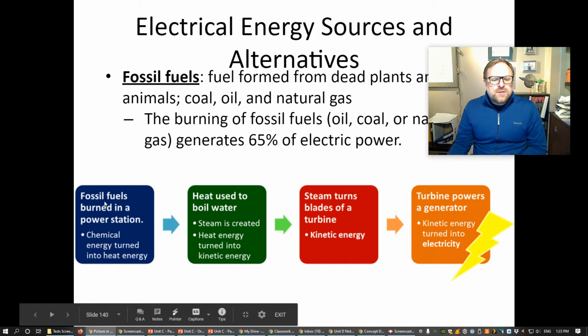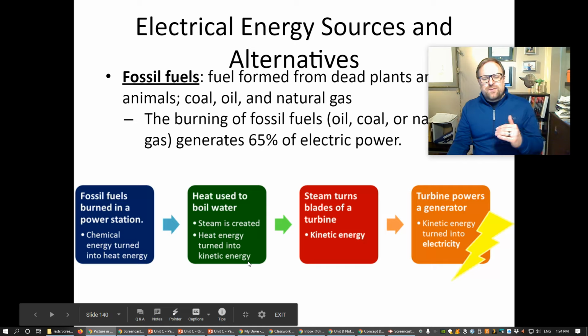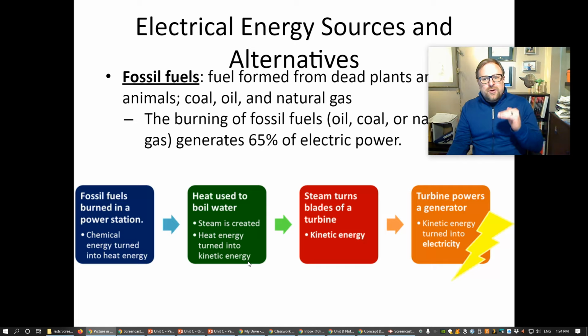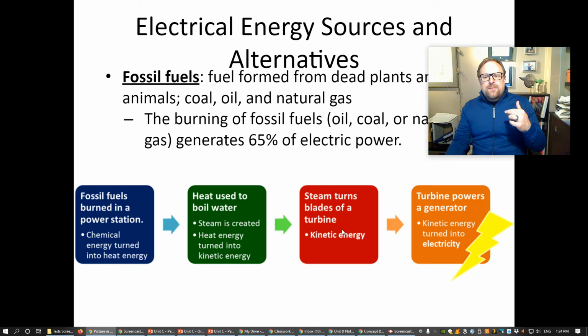So fossil fuels get burned in a power station, and the chemical energy then is turned into heat. That heat energy, or thermal energy, is used to boil water to create steam. So the heat energy is transformed into kinetic energy, the energy of motion of those really hot water particles. Those really hot water particles spin the blades of a turbine, okay? And that turbine is part of the armature of a generator, okay?